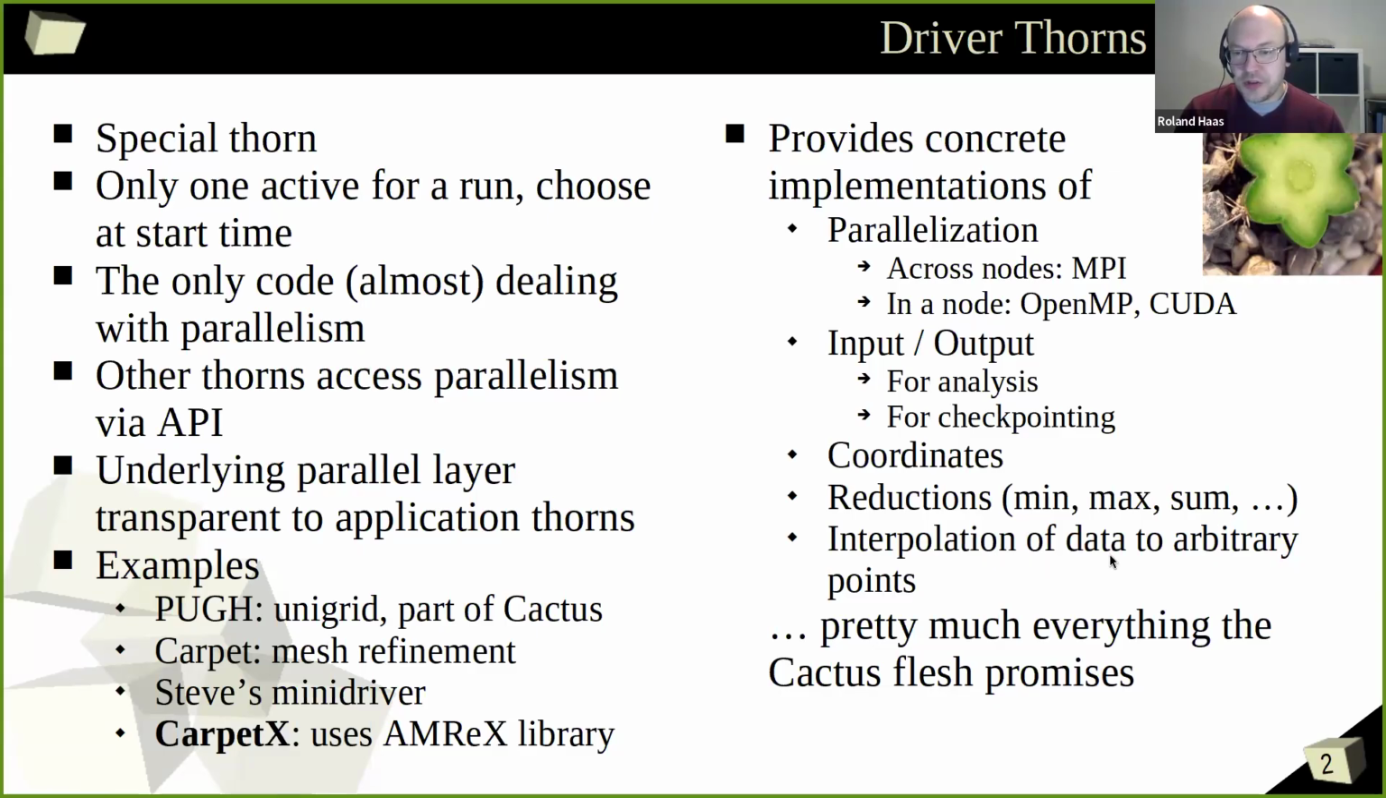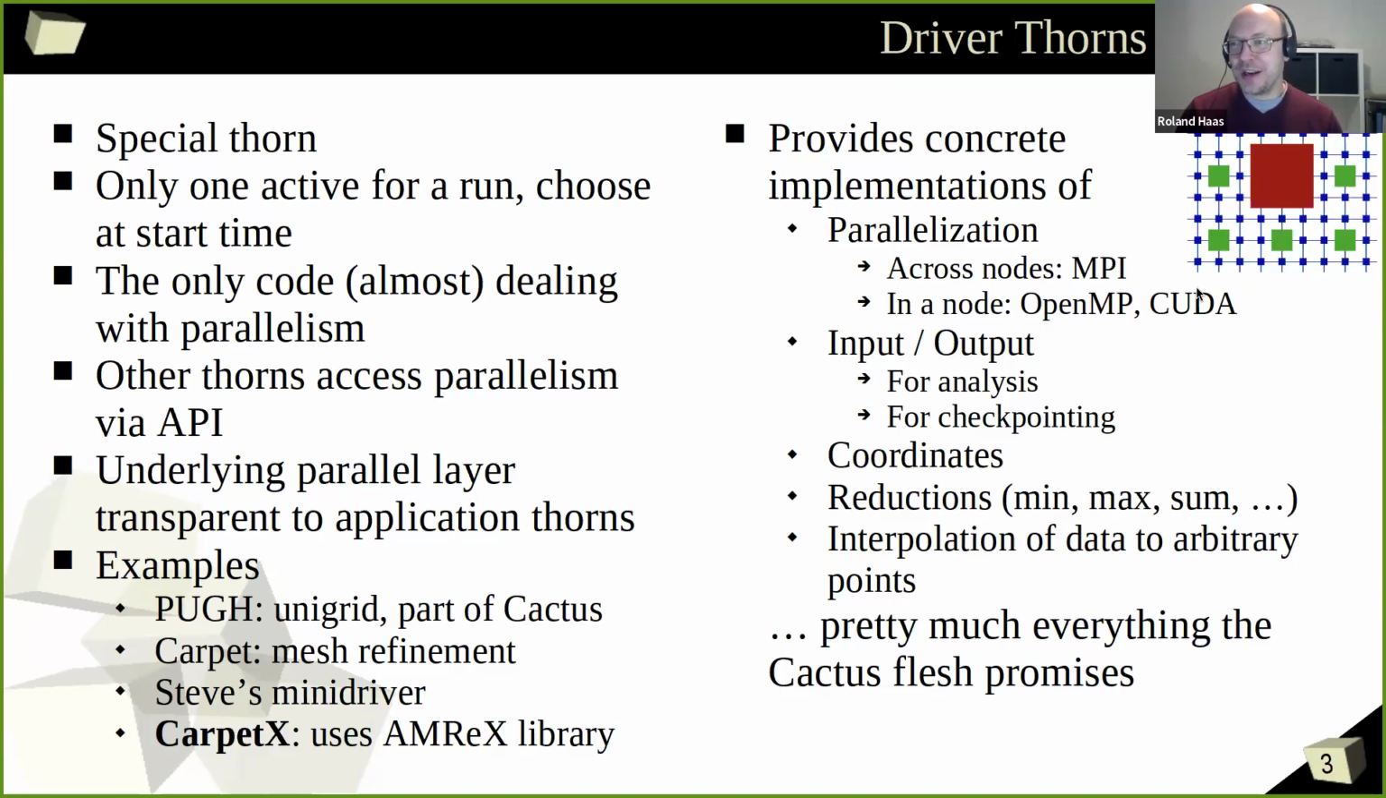As well as interpolation of data to any arbitrary point, for example, to track black holes as they move across the system, or if you have particles that are either dragged along with the fluid as just tracers, or maybe the particles actually represent neutrinos and you're doing neutrino transport. So essentially, pretty much everything that the Cactus Flash promises has to be delivered by the driver. So really, I shouldn't have put a little Cactus in there. This is all done by Carpet, the driver.